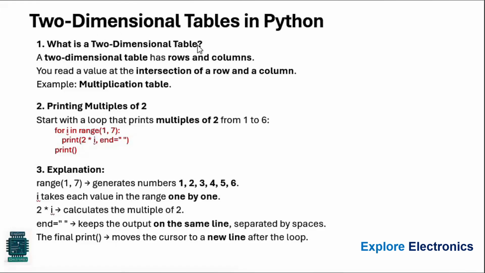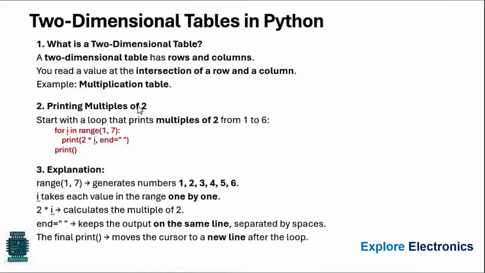What is a two-dimensional table? A two-dimensional table has rows and columns. You read a value at the intersection of a row and a column. Got it? For example, the multiplication table. Let us see how exactly it works with the two-dimensional table.